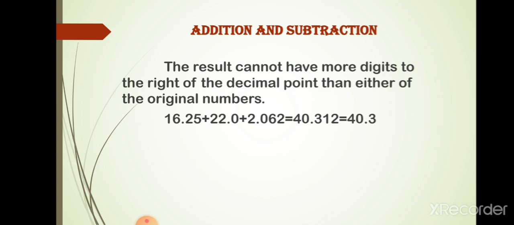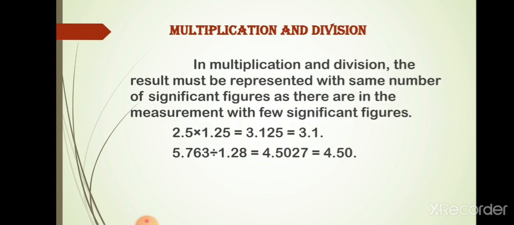While in multiplication and division, the result must be reported with the same number of significant figures as there are in the measurement with the fewest significant figures. For example, 2.5 times 1.25. The answer is 3.125. Here the least precise number has two significant figures, therefore the answer will be 3.1.